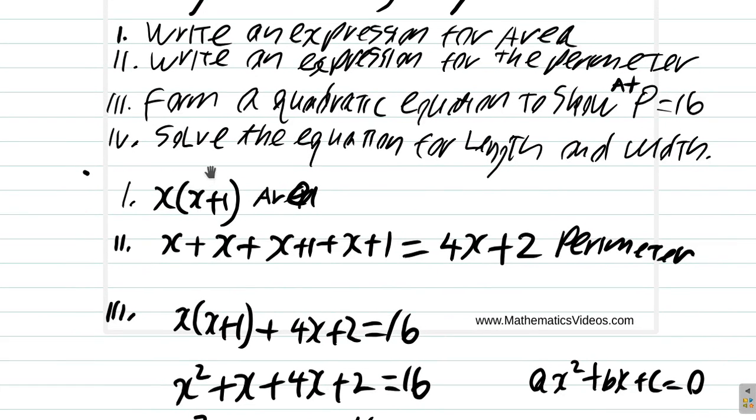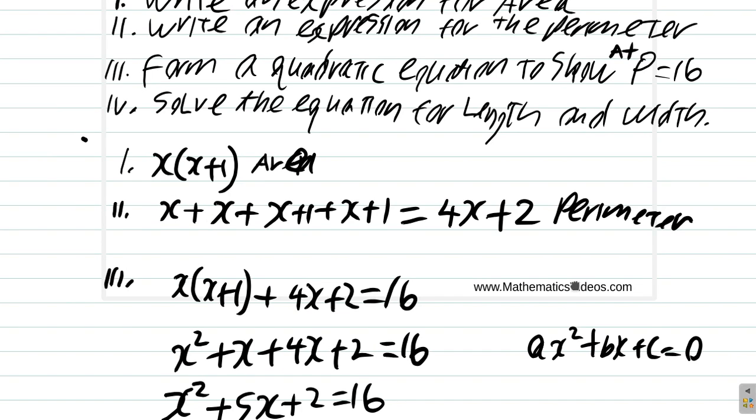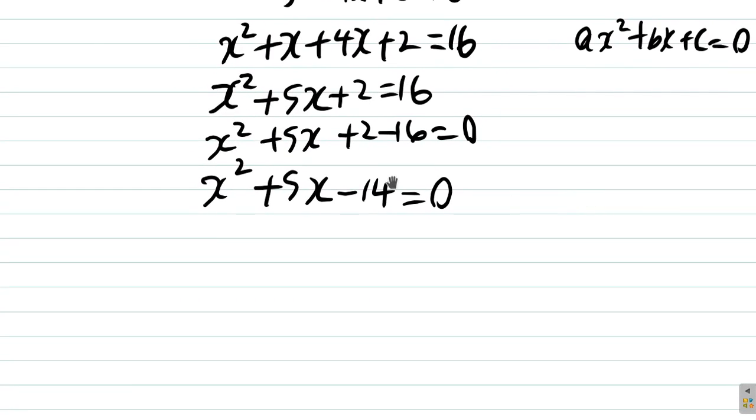Alright? Then after that, solve the quadratic equation for the length and width. You're going to find x, the length and the width. The width is x, the length is x plus 1. But we'll find x first. So here, can it be factorized? Let me see. The AC method. A times C would be A is 1 times C is negative 14, is negative 14.